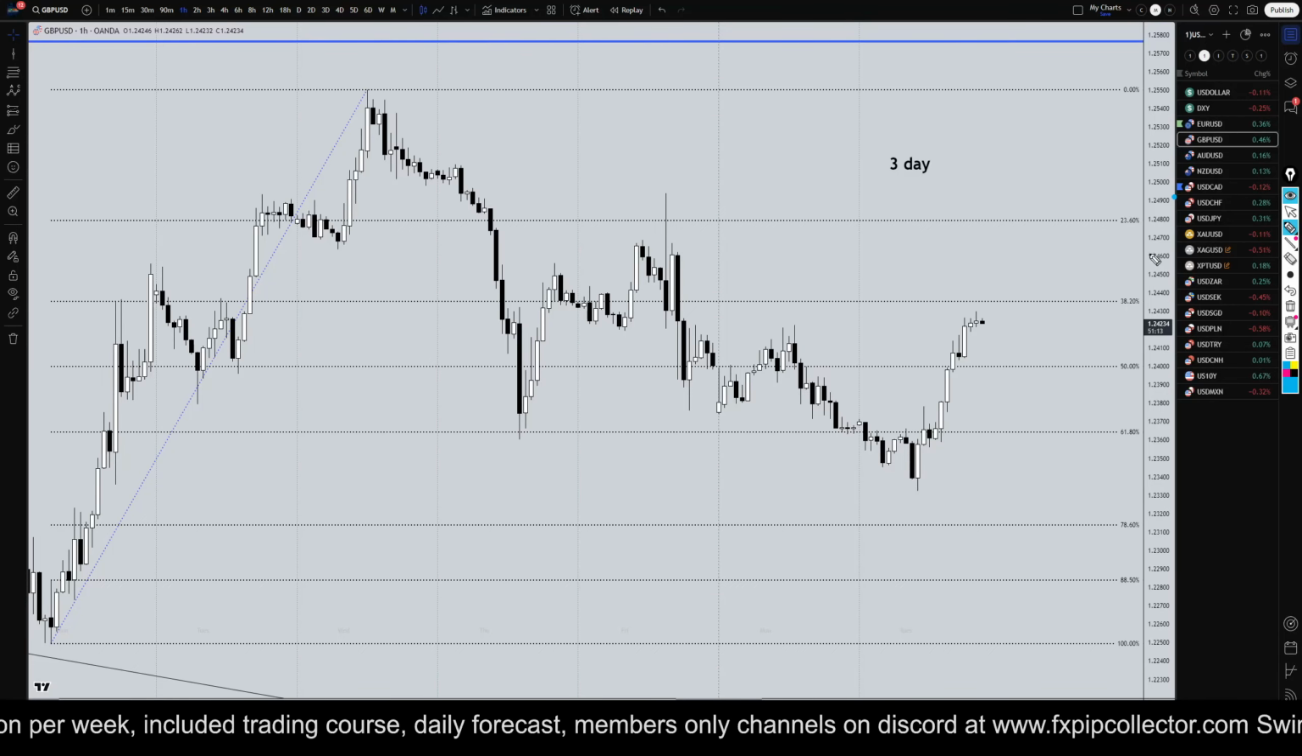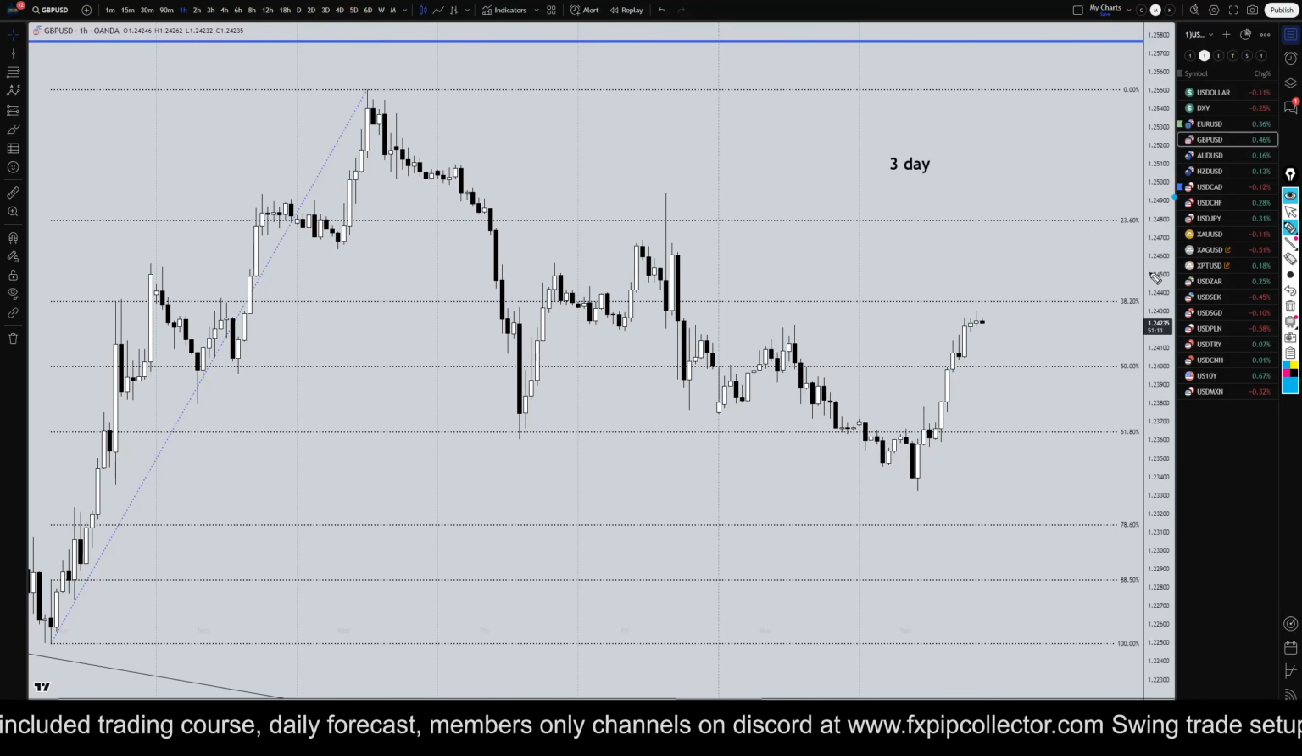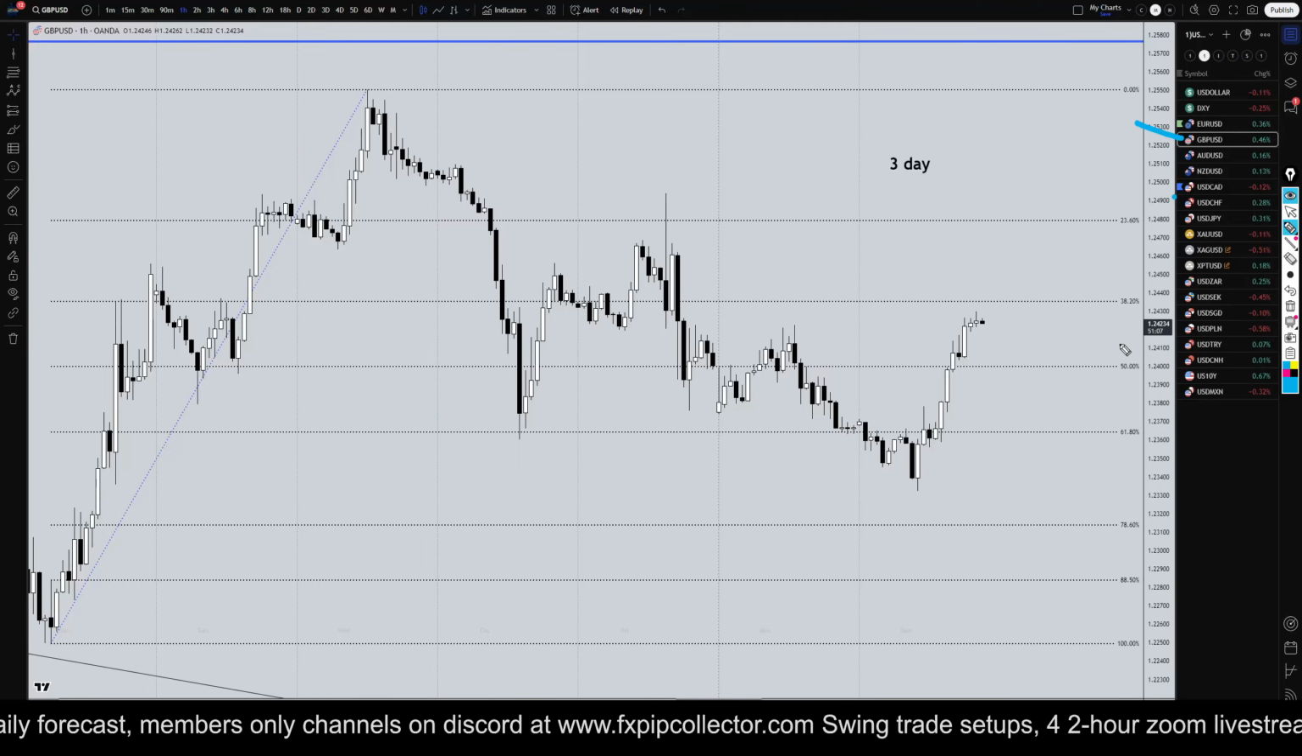Today is Tuesday, February 11th, and this is my market recap of the pound US dollar. So we're going to look at it on the 1 hour time frame.